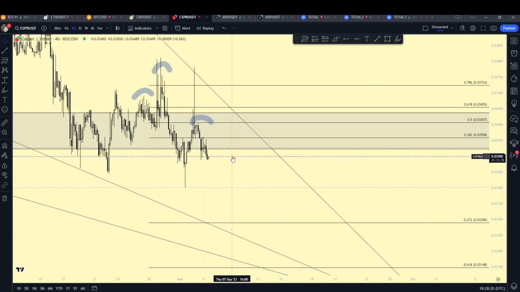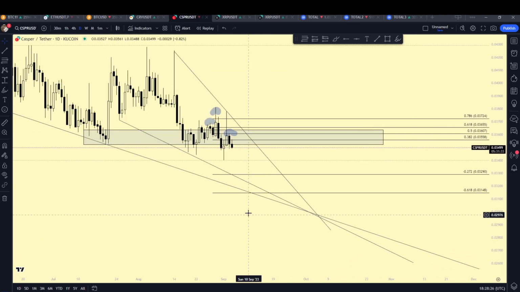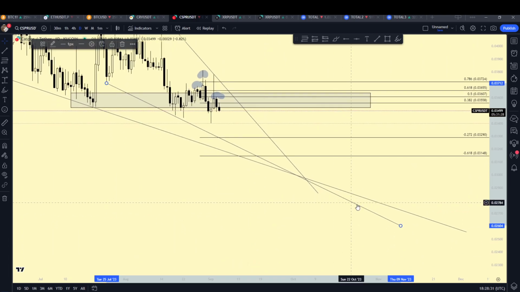I mean, right now we have a very clear one on the daily, but on the 4-hourly, it doesn't really seem viable. Yeah, this is insane, guys. This is absolutely, yeah, this is monstrous.